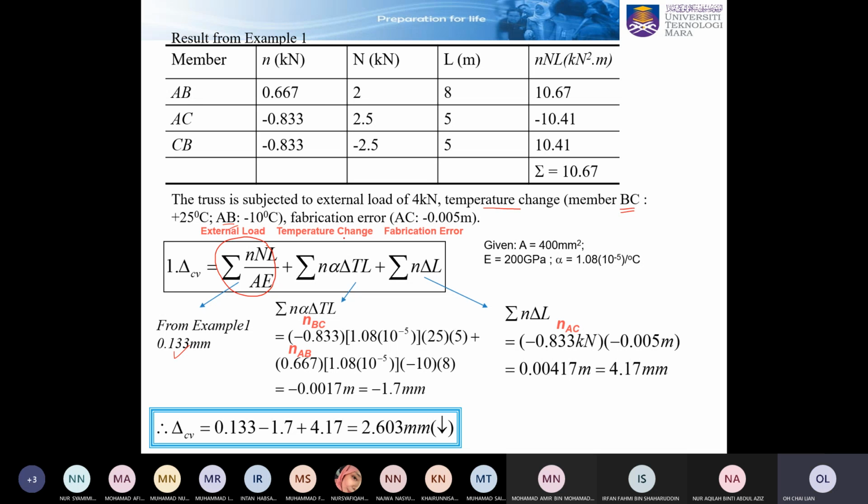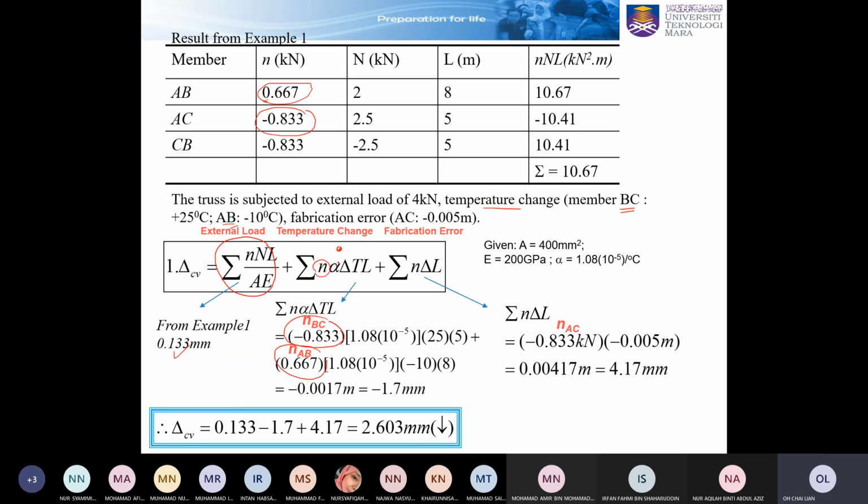So this is the equation due to the temperature change. We need to sum up all the axial forces for the related members only. Which members are related? Member BC and also member AB only. That is why, if you look at the equation, NBC is included. NBC, where you get it, is from the virtual axial force, from the virtual structure. And NAB is from NAB.